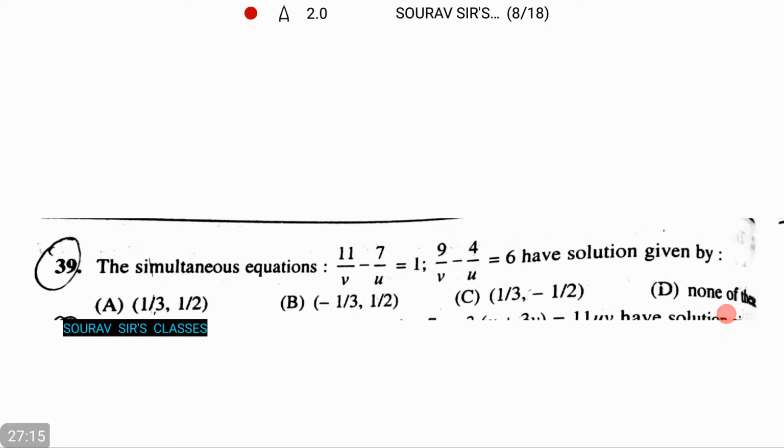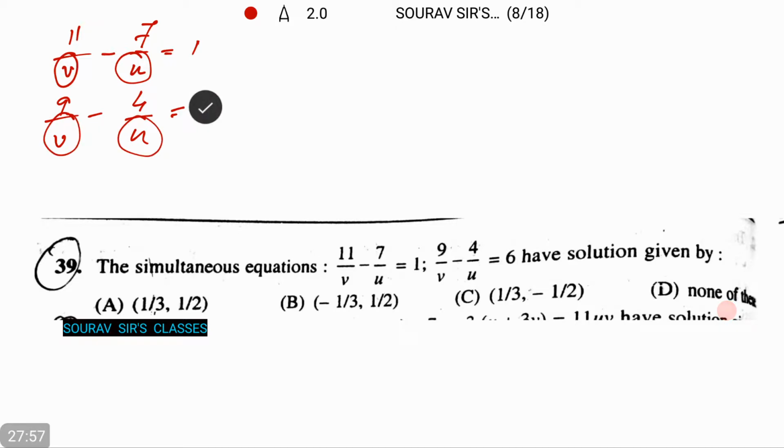The simultaneous equations 11/v minus 7/u equals 1, and 9/v minus 4/u equals 6. So note that the variables we need are in the denominators.